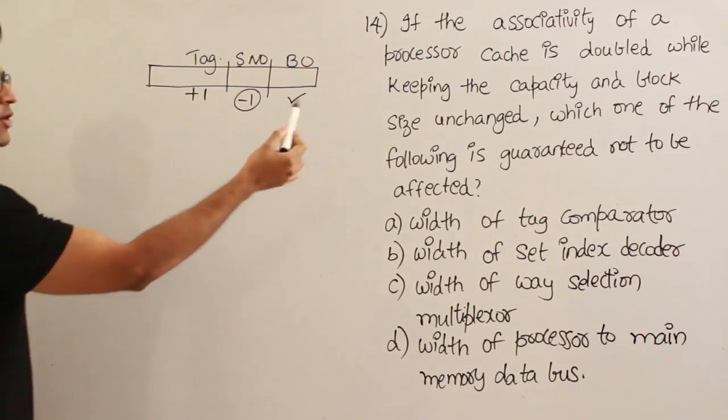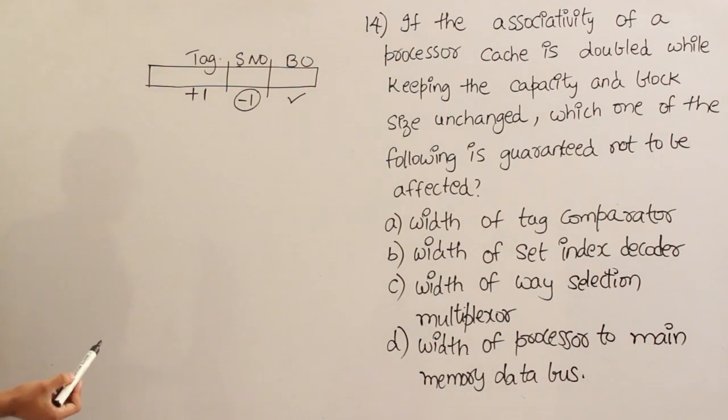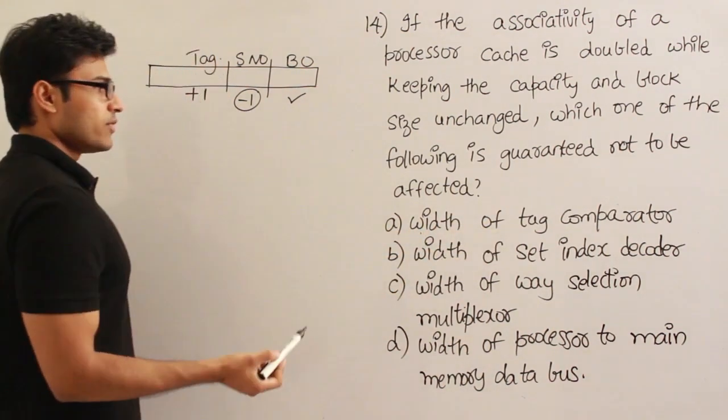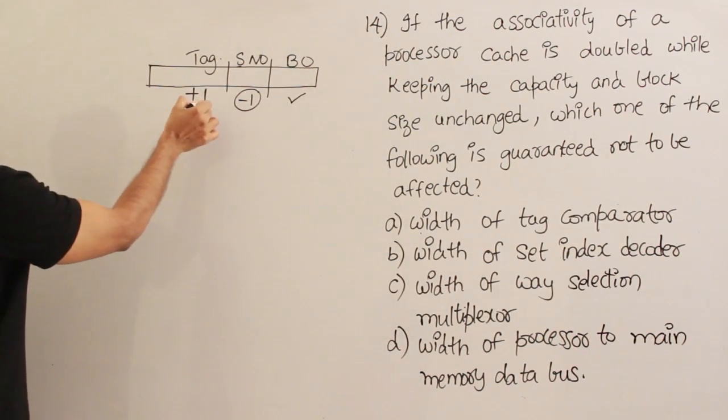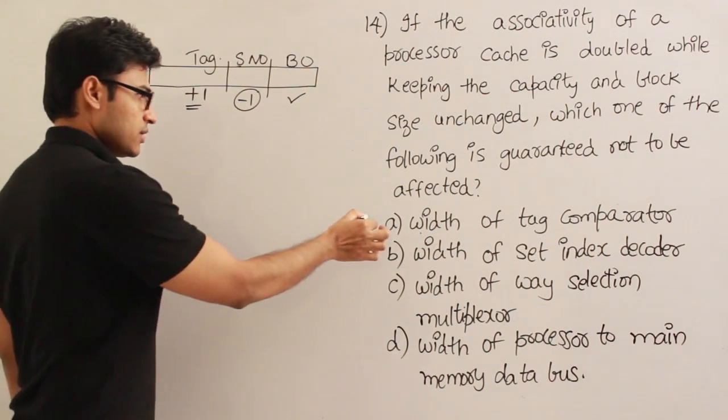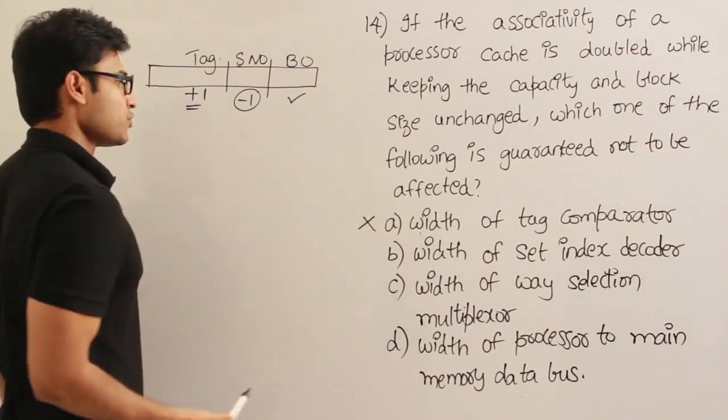Now which of the following are not guaranteed to be affected? They are asking about each one. First one is width of the tag comparator. Obviously tag bits have increased by 1, therefore width of the tag comparator has to increase. So it is going to change, it is not the option.